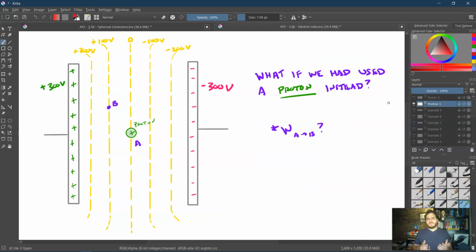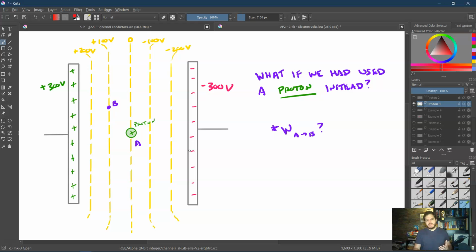One final point, what if instead of an electron, we had used a proton? So for instance, if I have a proton at position A, and I want to see how much work it takes to get to position B, which I have on the 100 volt line here, well, okay, how can I go about doing that? Well, remember, work is change in electric potential energy. If I'm moving the proton towards other positive charges, that will be a positive work. So it's going to be positive.